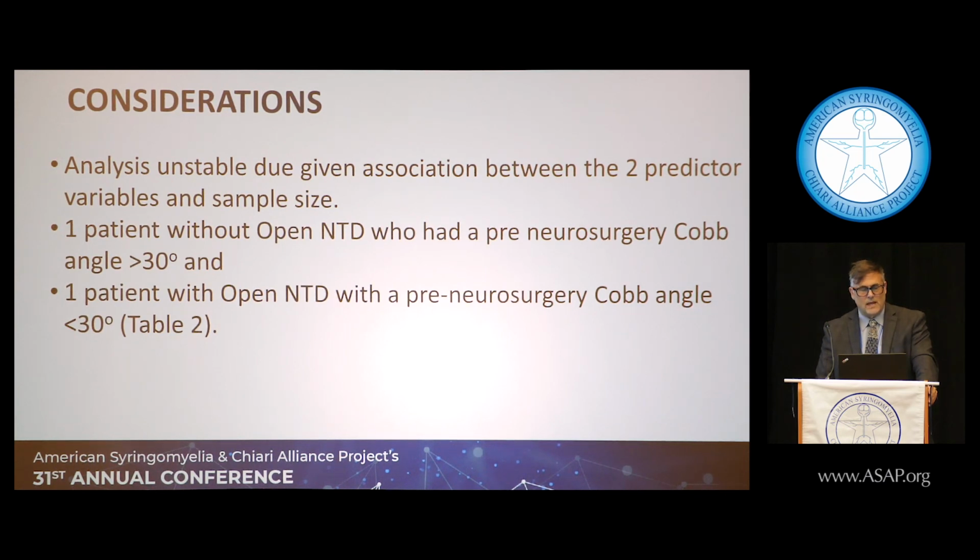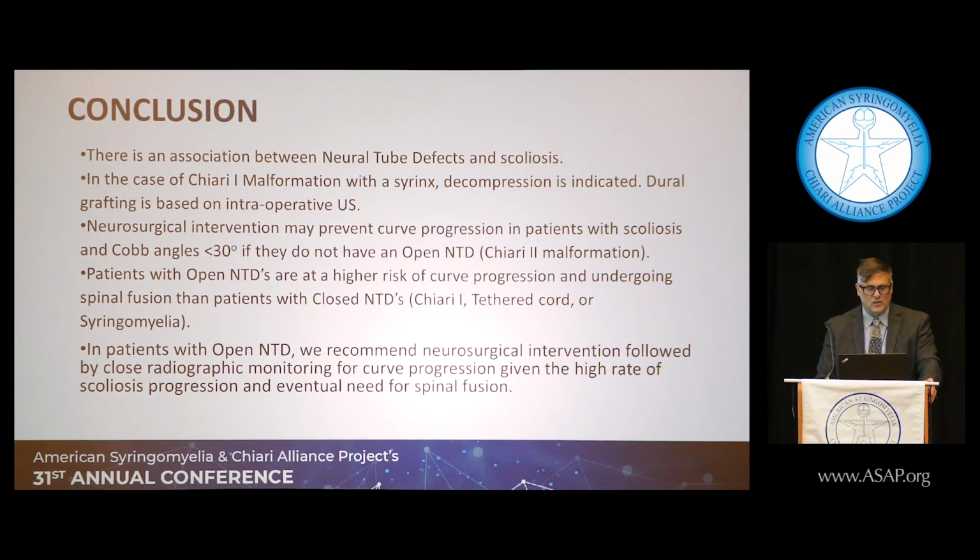It's also problematic in that not everybody follows the rules that you come up with. And there were patients that fit into what we thought was a predictive model that didn't end up needing fusion surgery, and that made it a little more difficult. The conclusion: there's no doubt that there's an association between neural tube defects and scoliosis, more so for open neural tube defects than for closed neural tube defects.